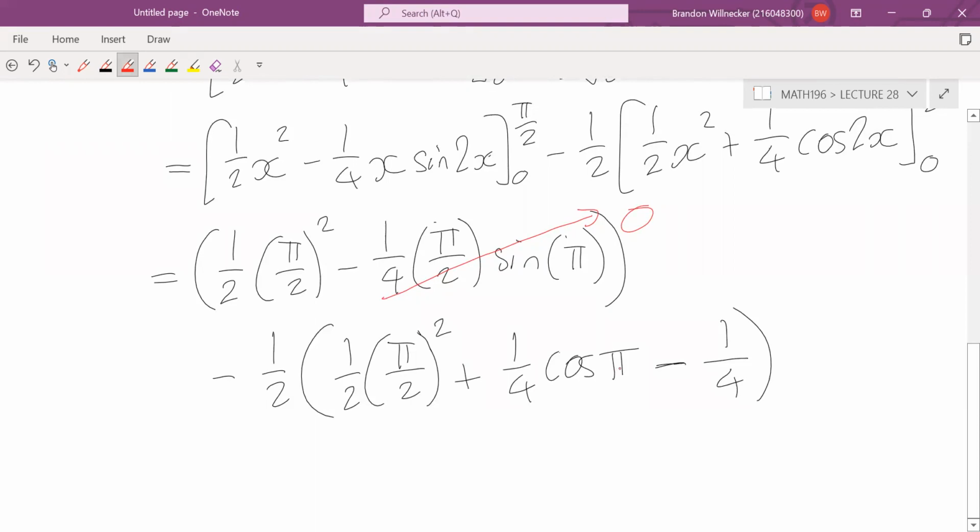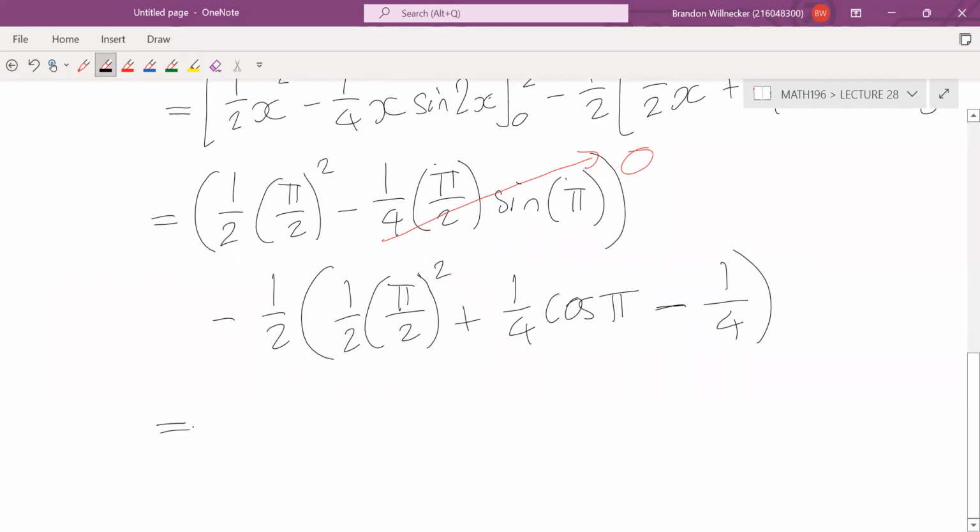Cos of pi is going to be minus 1. So that simplifies nicely. So we end up with 1/2 of pi over 2 squared. That's going to be pi squared over 4, pi squared over 8. That's from this term. The other term went away. Then lastly, we have pi squared over 4, but then half that, pi squared over 8, half that again, pi squared over 16. That is this term.